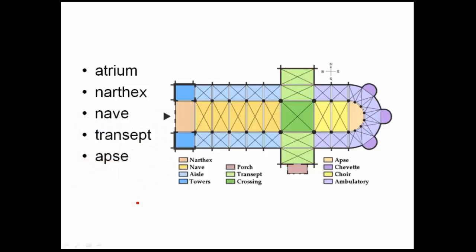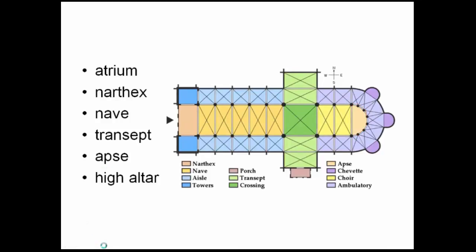There. Okay. The apse. The apse is the focal point of the entire architecture. The apse up here. The apse is the location in more traditional forms of Christianity of the high altar. The high altar is in the apse.